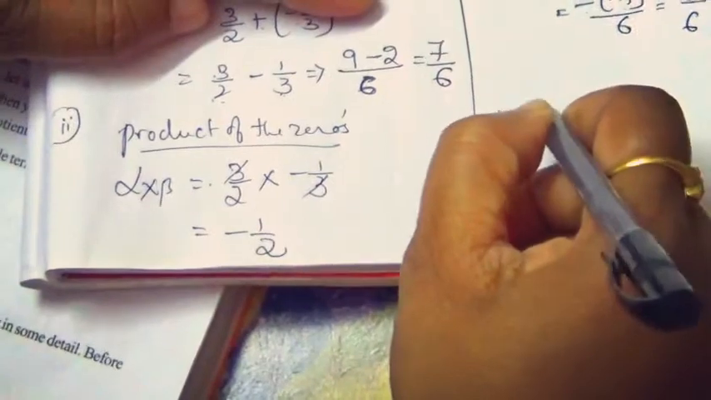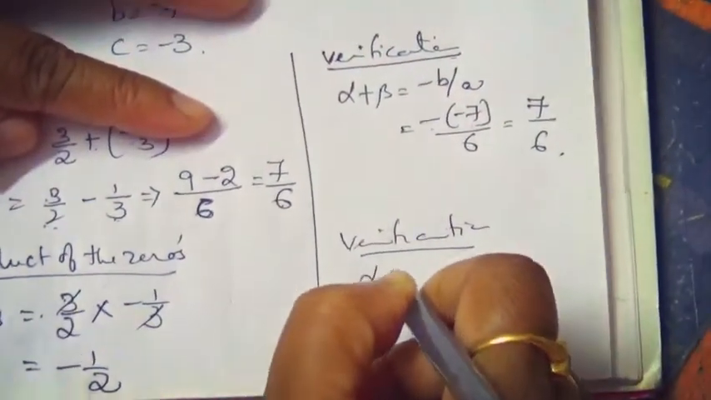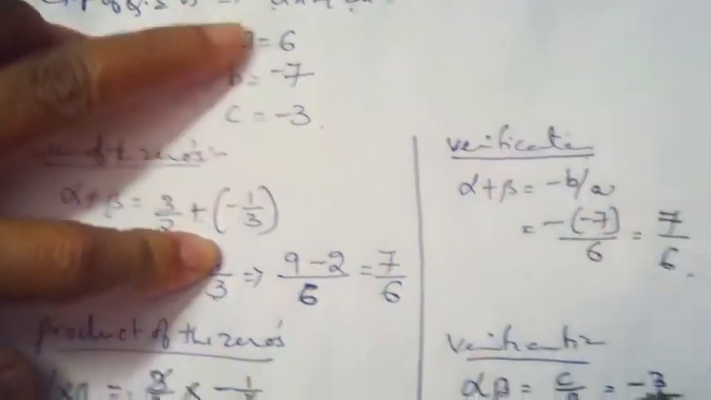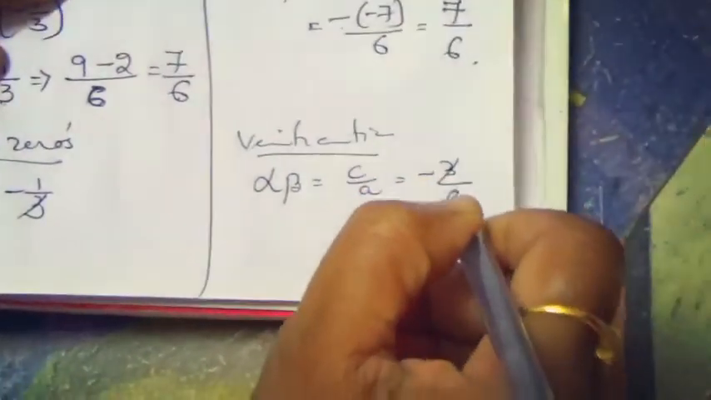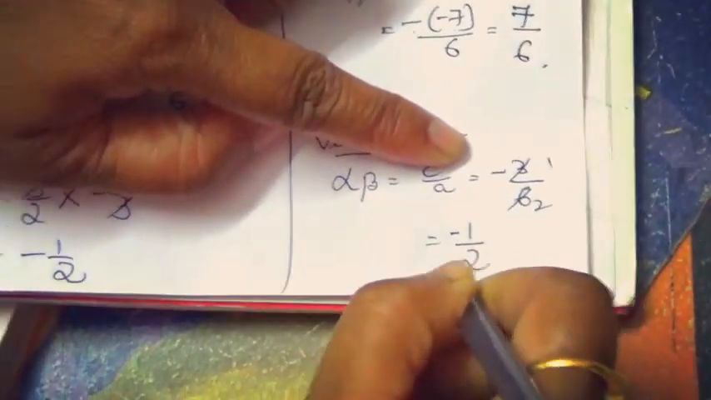So by verification, alpha into beta is equal to c by a. What is the c value? Minus 3 by the a value, which is 6. So on cancellation you will get that is equal to minus 1 by 2. That's it. Okay, it is the third sum.